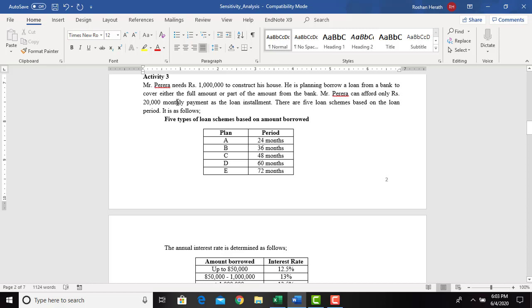Depending on his salary or depending on his income. So that is the maximum that Mr. Pereira can afford as the monthly installment.